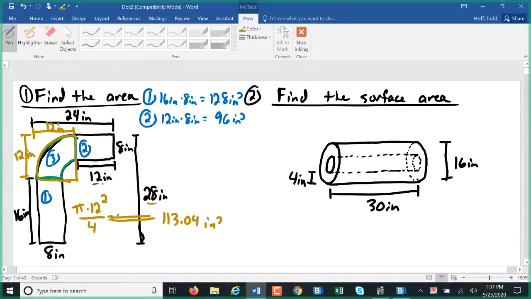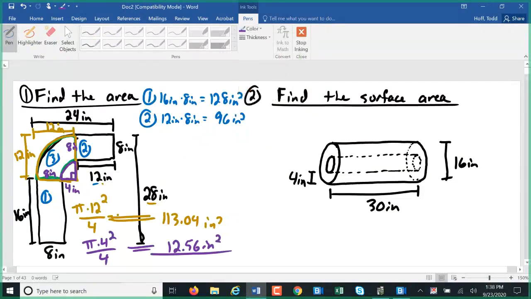We only want the green part, which means this purple section has to be subtracted out. Well, that's also a quarter circle, since it is 8 inches in both directions here. It was 12 inches for the whole radius, so minus 8. This is a 4-inch radius here. So that area is pi times 4 squared divided by 4, because it's a quarter circle. That would be 12.56 square inches.